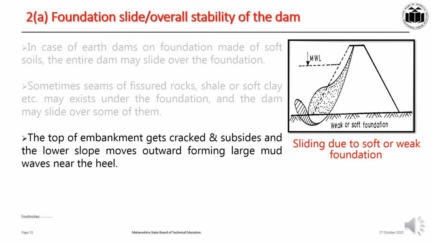The top of the embankment gets cracked and subsides. The lower slope moves outward, forming large mounds near the heel. The right hand side image shows the actual sliding due to the soft or weak foundation. This first condition of structural failure, foundation slide or overall stability of the dam, is just because of a foundation made up of soft soil, or because fissures, soft shells or soft clay are present while constructing the foundation of the earthen dam.